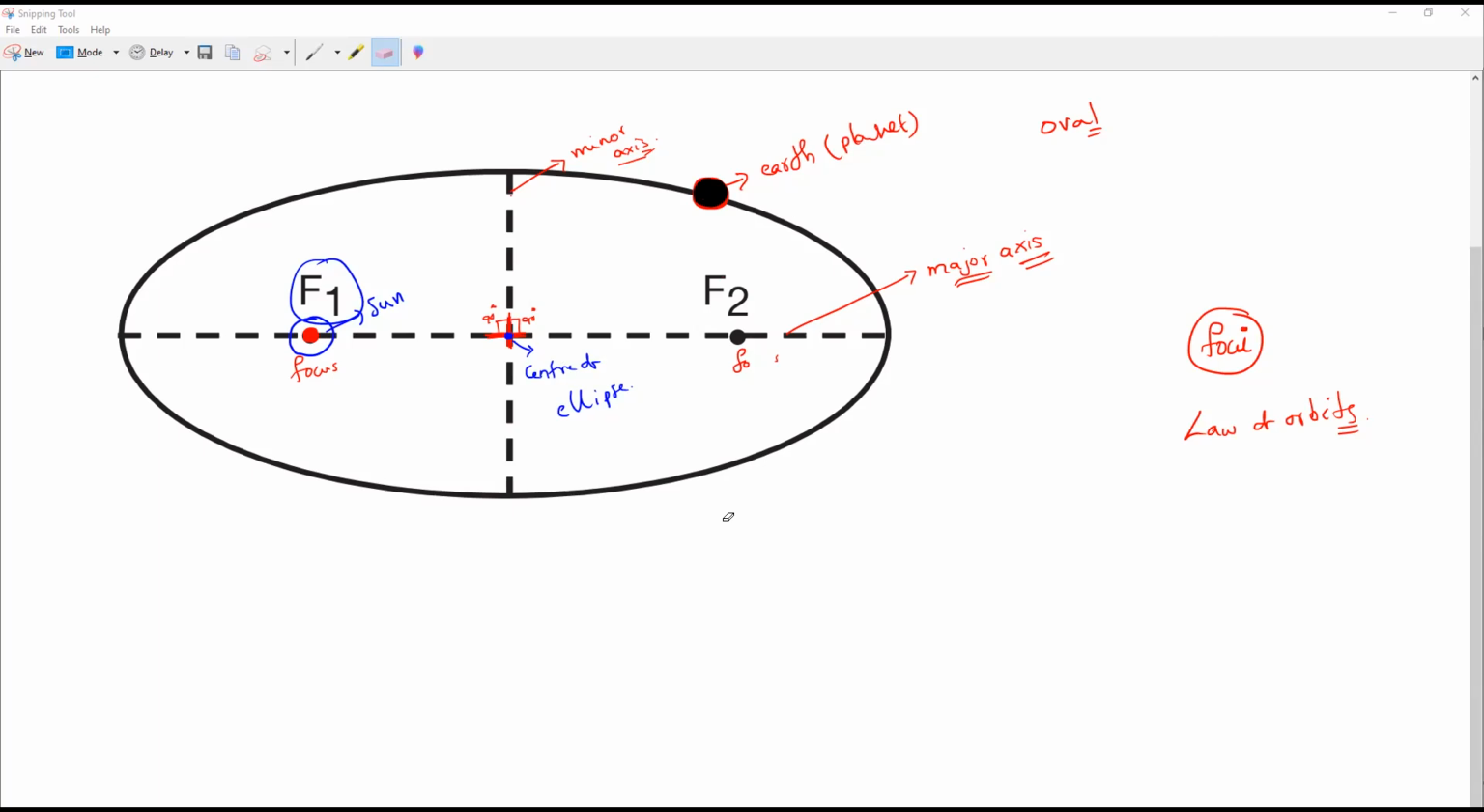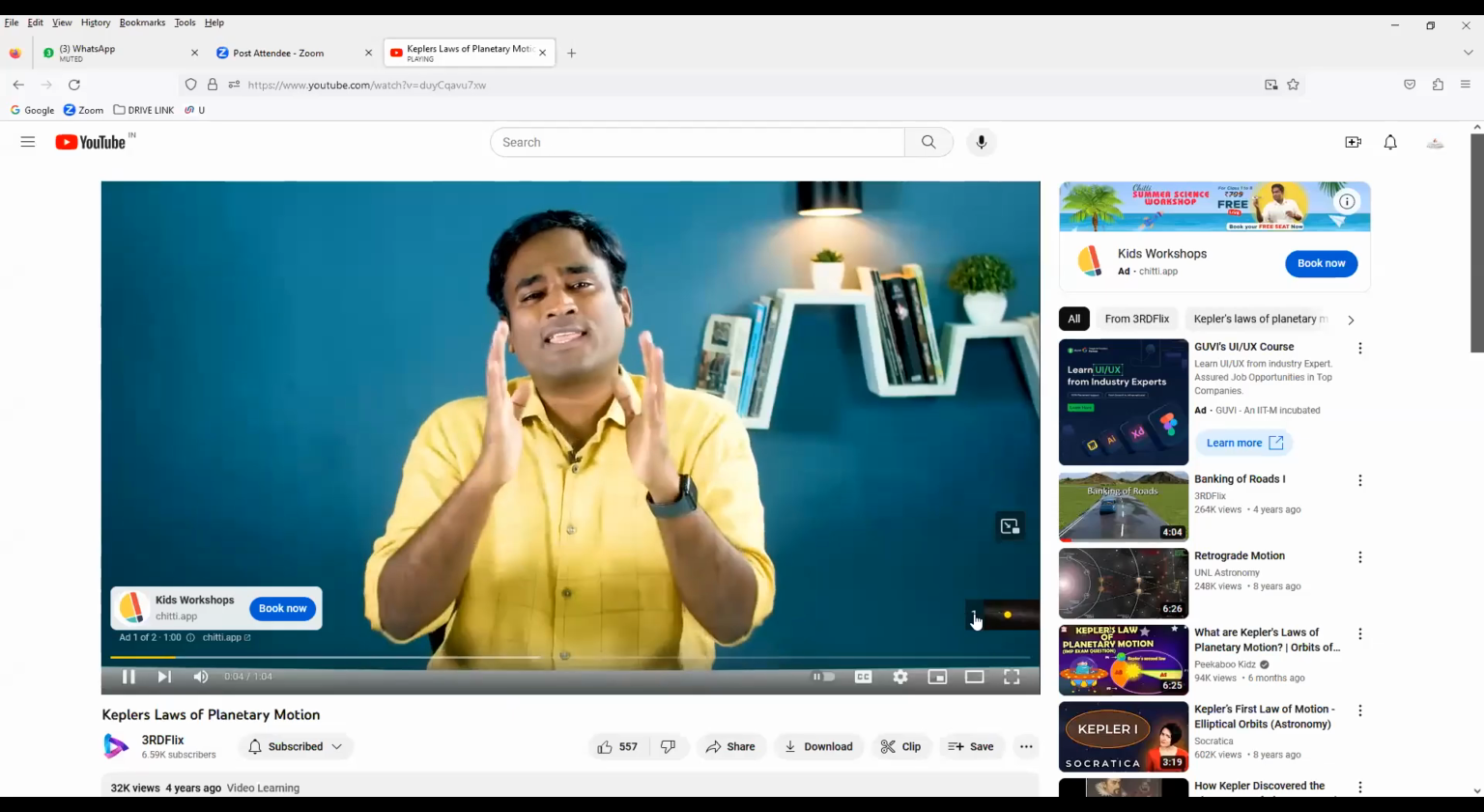According to Kepler's first law of planetary motion, all the planets revolve around the Sun in different elliptical orbits. In different elliptical orbits.